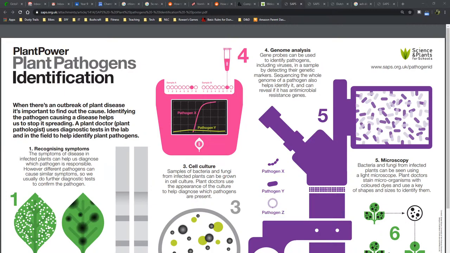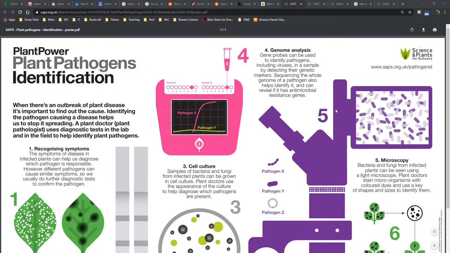Now, those solutions are generally easier if we're looking on a smaller scale. It gets much harder, as I'll show you in a moment, if we start looking on a national or an international scale. And there are some diseases at the moment that are affecting trees on that sort of level. So the first thing that they will do is they'll try and recognise some of the symptoms.